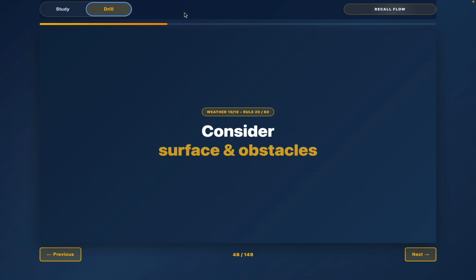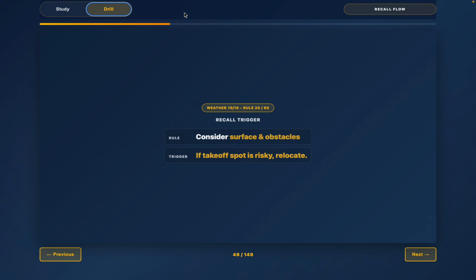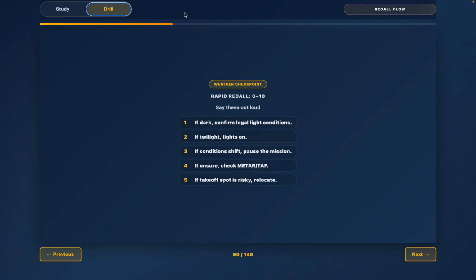Rule 20. The environment doesn't stop at the sky. Unsafe launch and landing zones cause more incidents than the weather itself. Trigger phrase: if takeoff spot is risky, relocate.